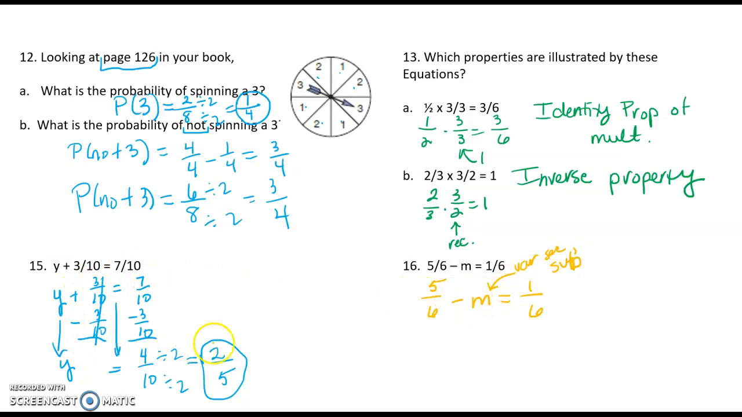Addition, you're always going to subtract, but subtraction, so I'm going to take 5/6 minus 1/6, and I get 4/6. When I plug this in, all of this works out. I can reduce this, and I should reduce it. Let's use 2. 4 divided by 2 is 2. 6 divided by 2 is 3. So this would be your answer.